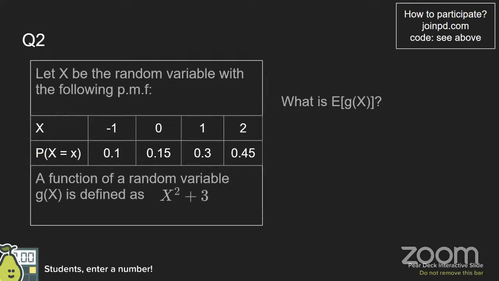Yeah, so this is question 2. You are given a PMF. Now you have to find the expected value of the function, which is defined as x squared plus 3. You can take 2 minutes to solve this question.